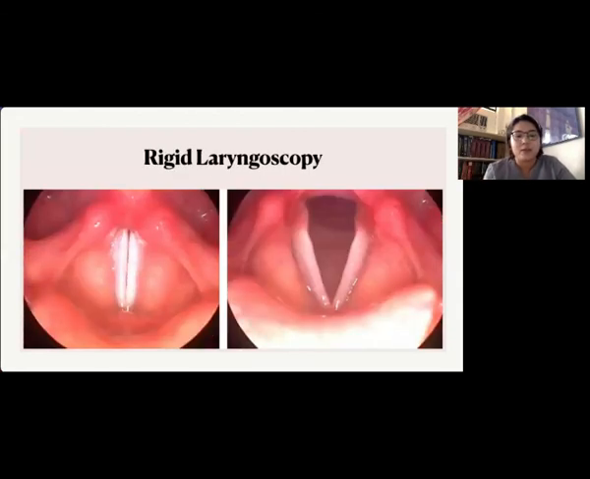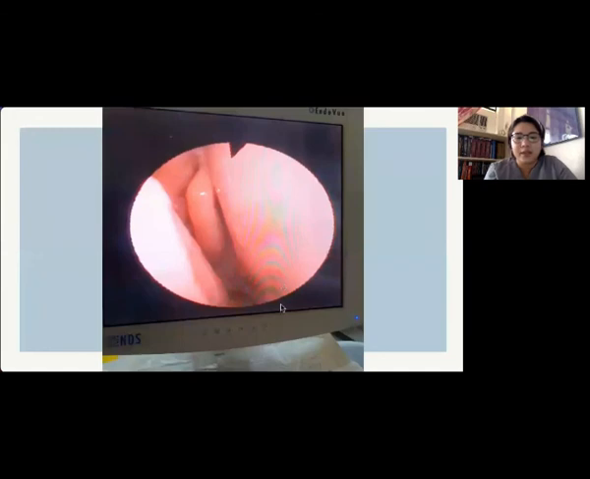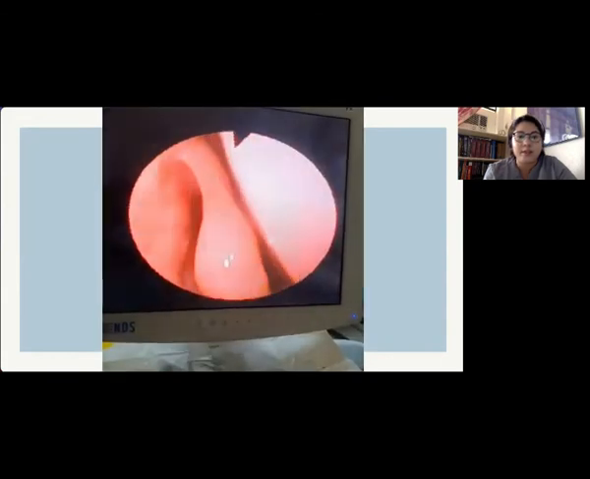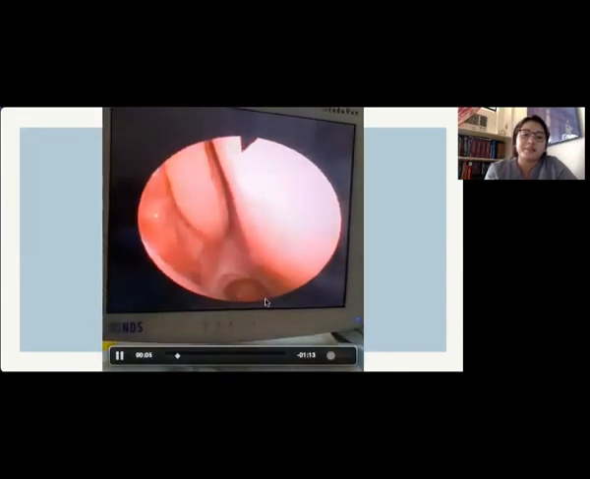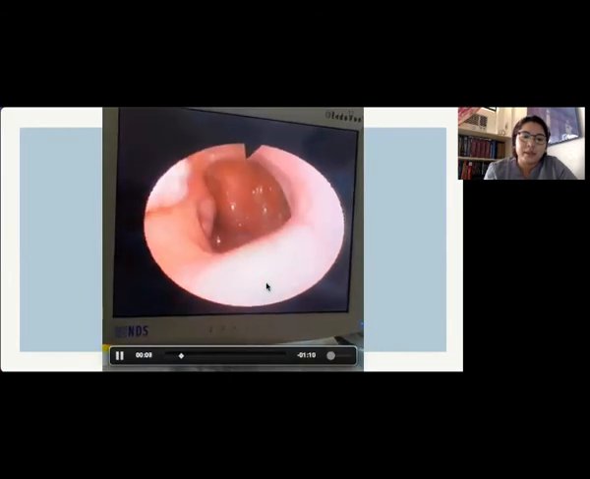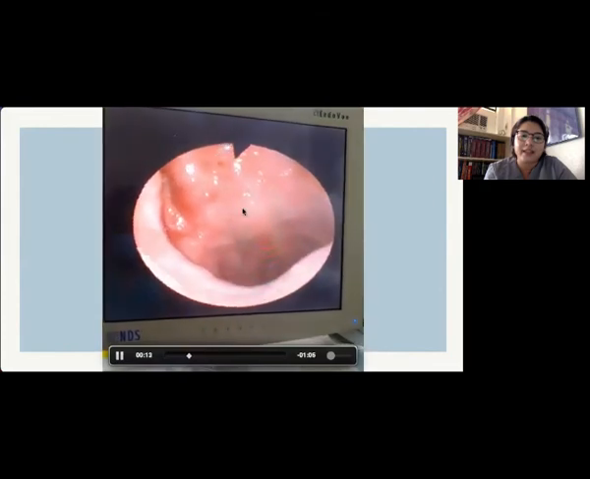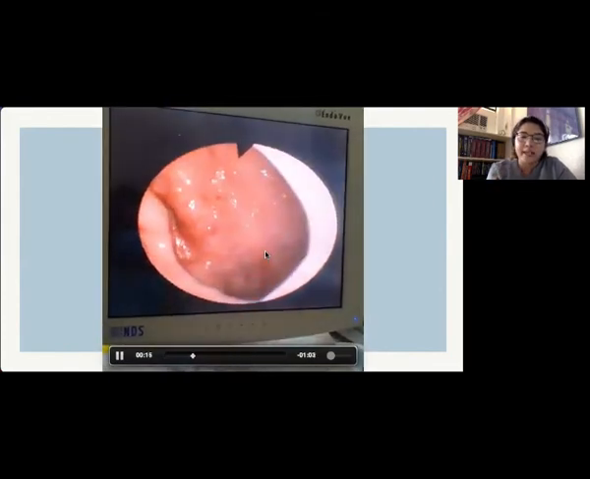Okay. In doing a rigid laryngoscopy, this is what you are going to see. The normal appearance of the vocal cords is a V position. And this one I'll be showing you is actually a flexible laryngoscopy video. This is passed through the nostril. This is the middle turbinate. As you move further, you can see the eustachian tube orifice here on the side. This is the nasopharynx. There are no masses noted on the nasopharynx.